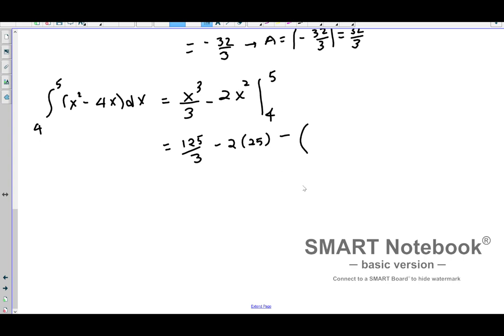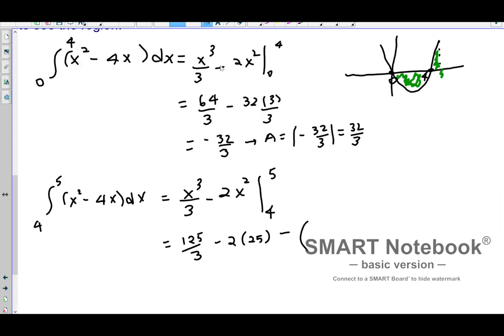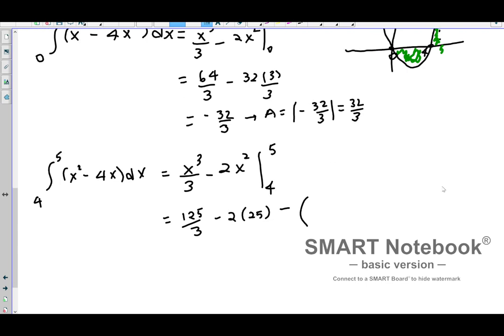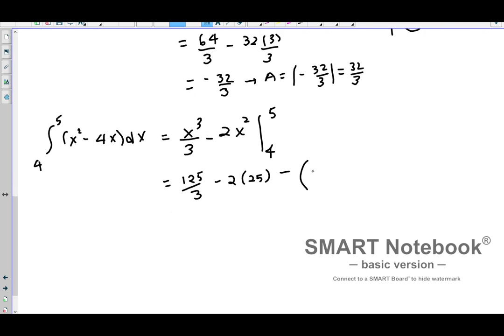Now, if you recall, we already did that part up there. We plugged in a 4 and we had gotten negative 32 thirds. So I'm just going to use that value from there. So now I have a positive because there was another negative up front. So positive 32 thirds. And so starting with 125 over 3 minus 50 plus 32 over 3. And we can simplify a little bit, like I can add 125 plus 32 all over 3 to get 137 over 3. And then minus 50.